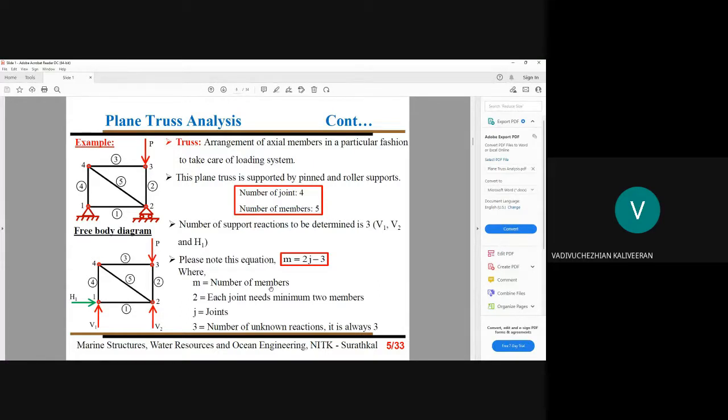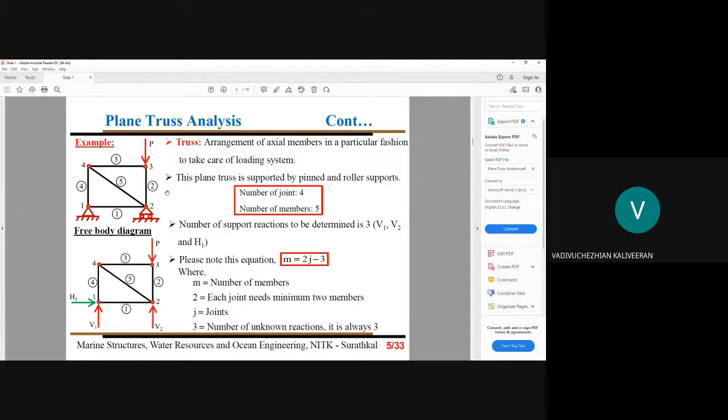For our understanding part, we are trying to consider a group of members arranged in a particular fashion. It is something like a square with one diagonal. There are 5 members in this problem. 4 joints are involved.